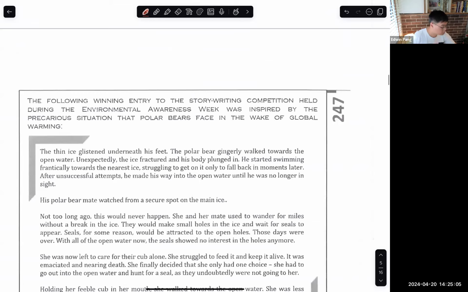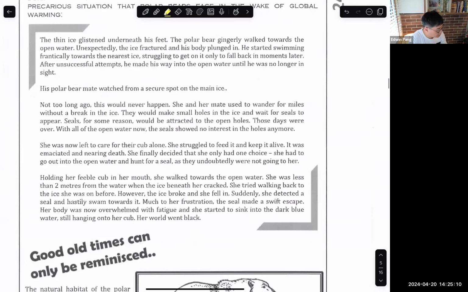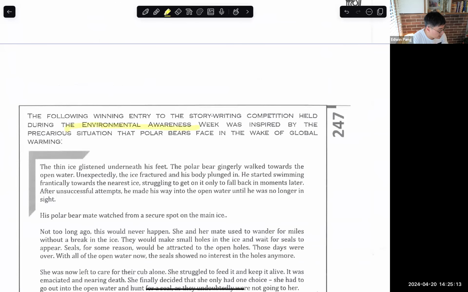Okay, so question number 21. What's the main aim? Now, the main aim is here. I'll show you. It is Environmental Awareness Week. And I would like to go further and circle the word awareness. So when you talk about awareness, you are trying to raise public education. You are trying to raise the level of the public's knowledge about a topic. So when you say that something requires public awareness, you're saying that people are not paying enough attention to it and they don't know enough about it.